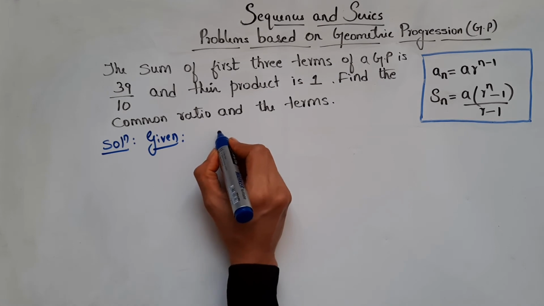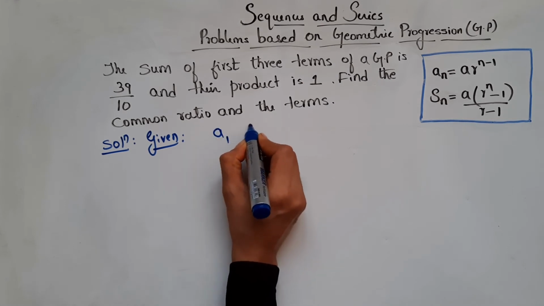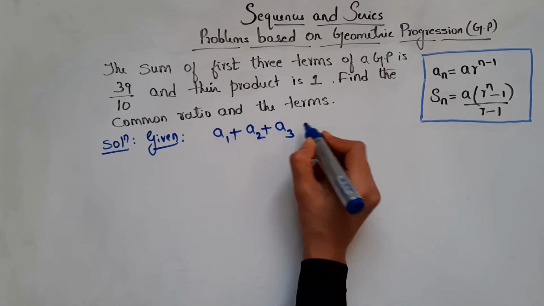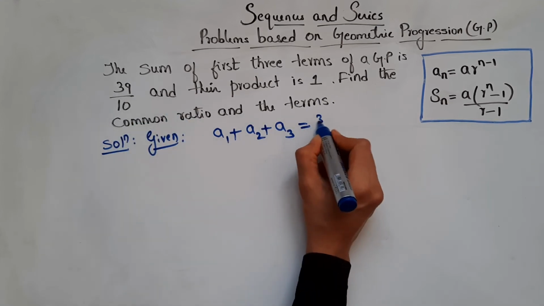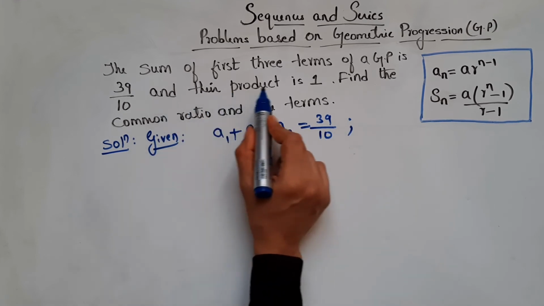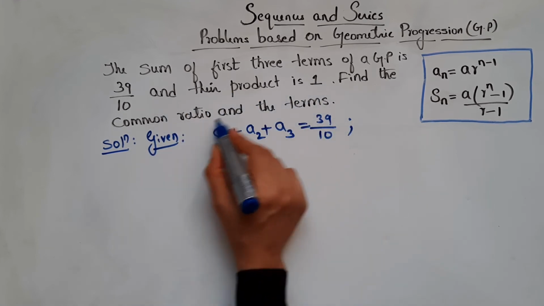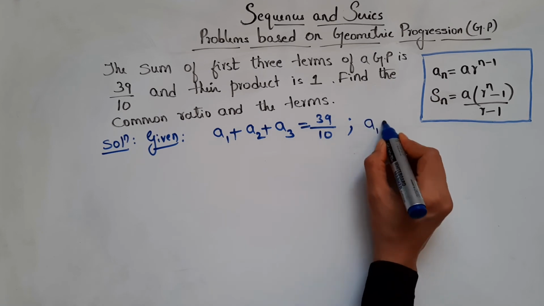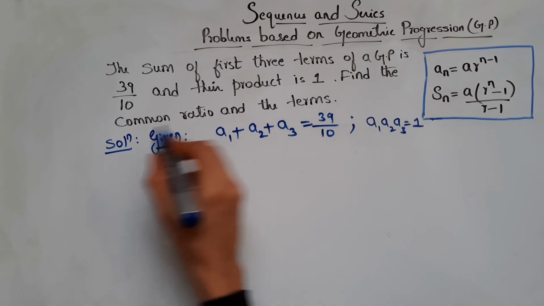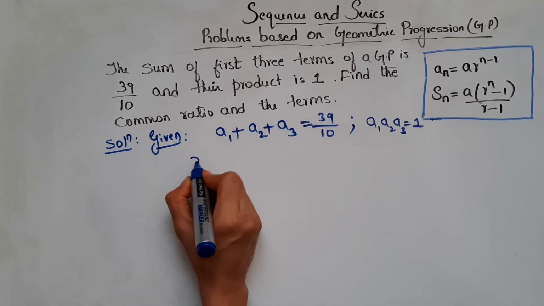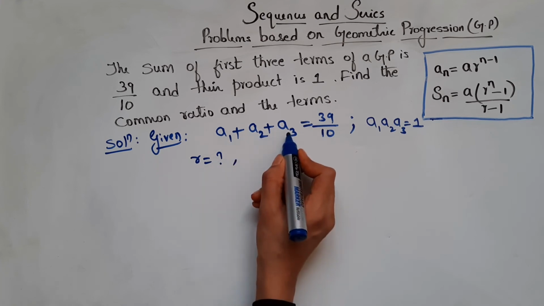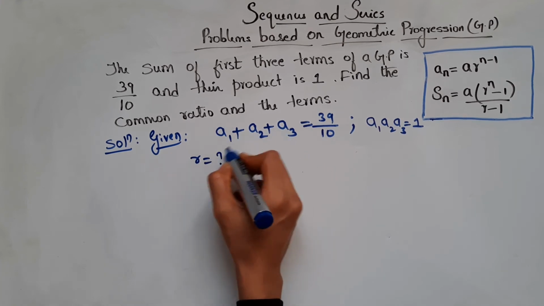Let's take those 3 terms as A1, A2 and A3. Their sum is 39 by 10, and their product is 1. So the product of these 3 terms, A1, A2, A3, is 1. Find the common ratio and the terms, which means we have to find R and the terms. Terms means A1, A2, A3, right? Now what is this A1, A2, A3?